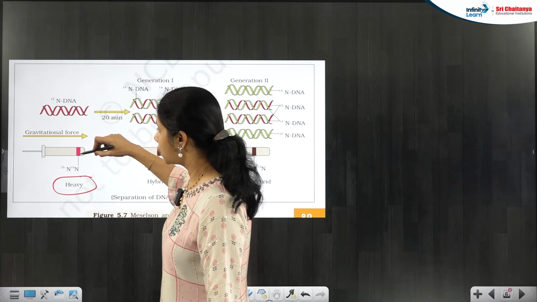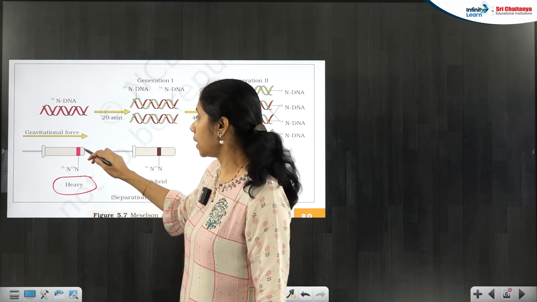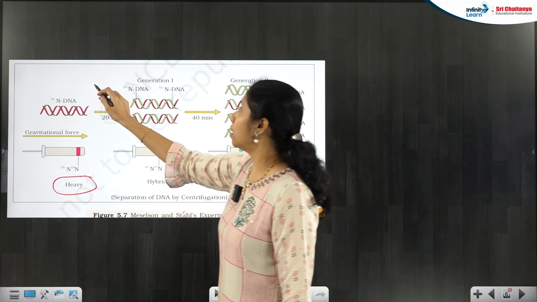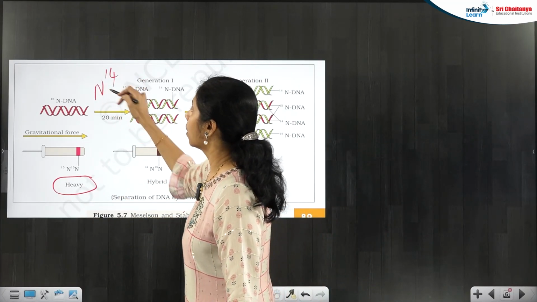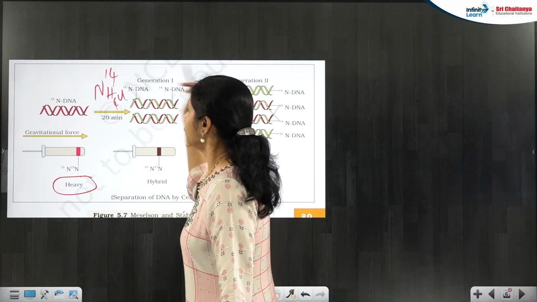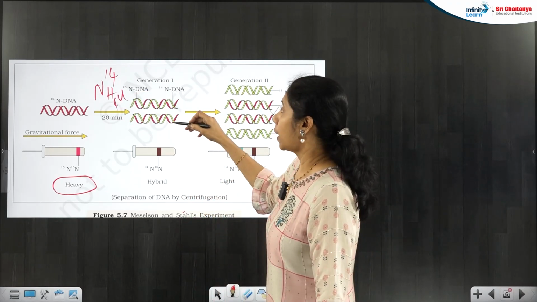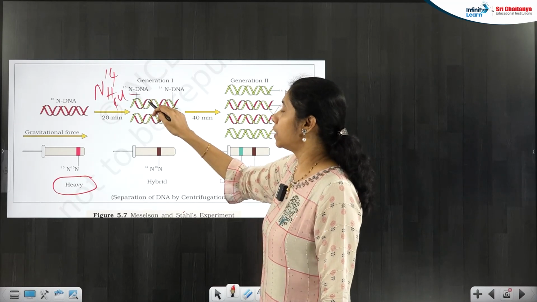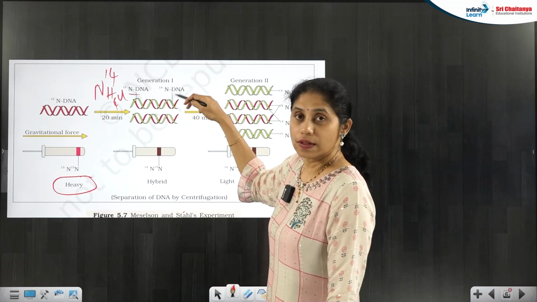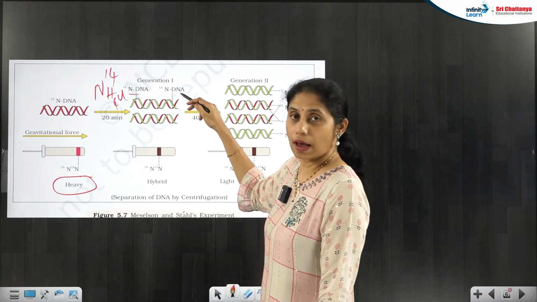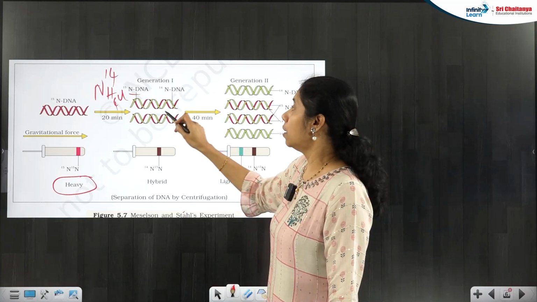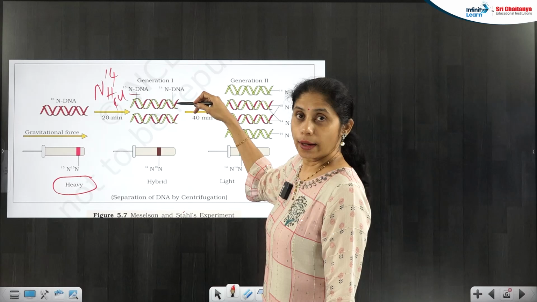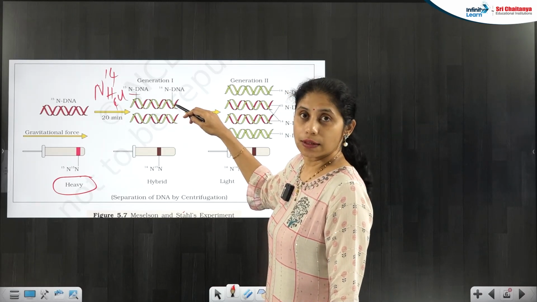It is near almost to the base of this and it is appearing in the red color. Then when they transferred that to the medium containing N14, one strand, the red one, is the N15 strand and the green one is the newly synthesized strand, because the medium has the green one, N14. So in one DNA, one parental strand is a red one and one green one is newly synthesized here.